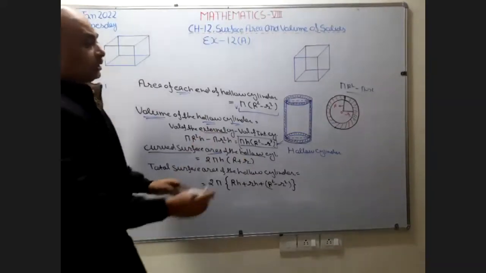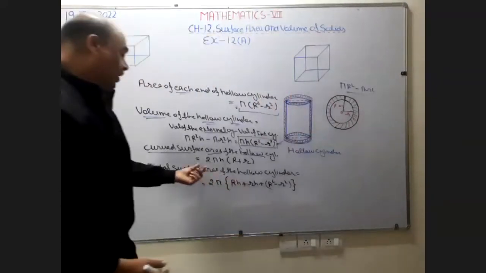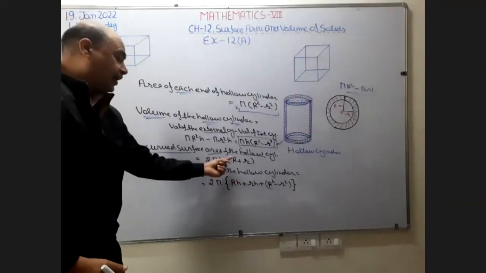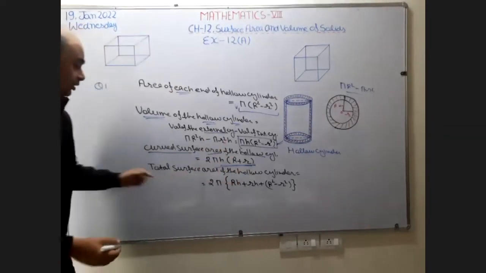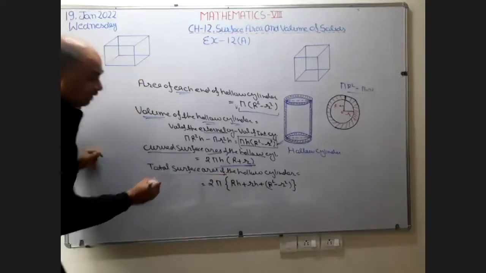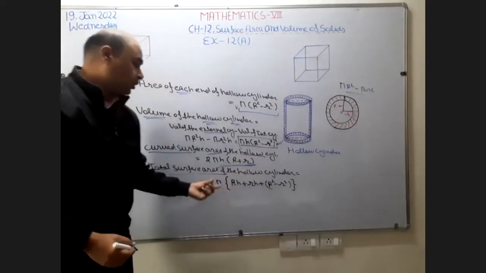Now next one is the cut surface area of the hollow cylinder. Okay, cut surface means outer part of the cylinder. So the formula is 2 pi h bracket R plus r. Already discussed. Okay, now the last one is the total surface area of the hollow cylinder or total surface area of the pipe.